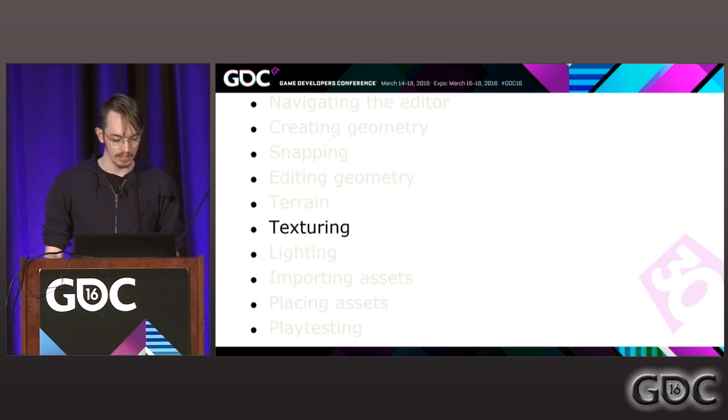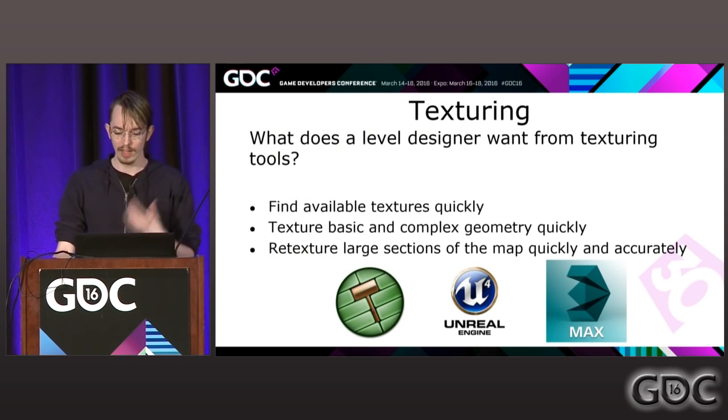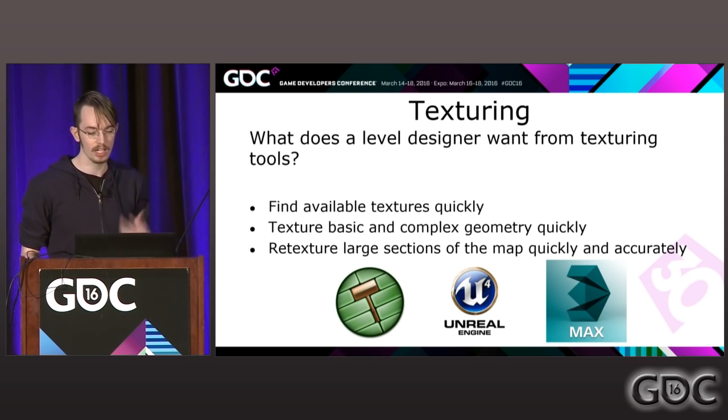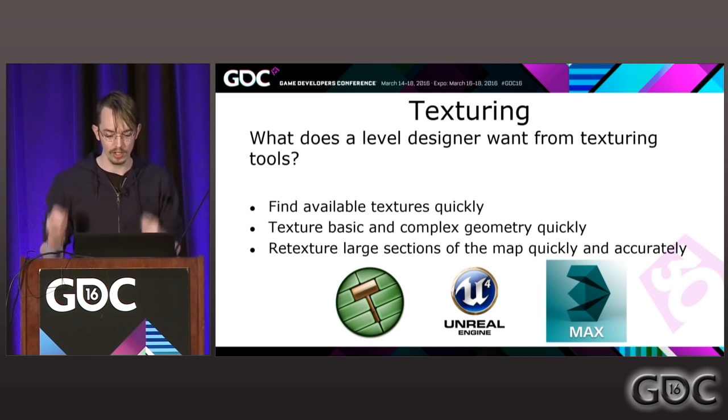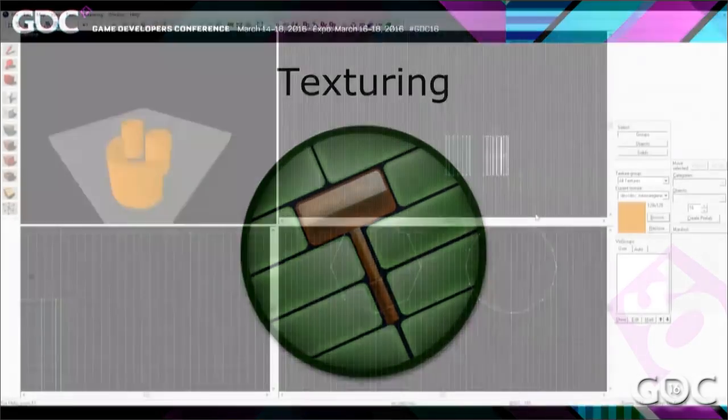All right, let's look at the next thing, texturing. So we want to find available textures quickly and texture basic and complex geometry quickly, and retexture large sectors of the map quickly and accurately for when we iterate. So let's look at Hammer.